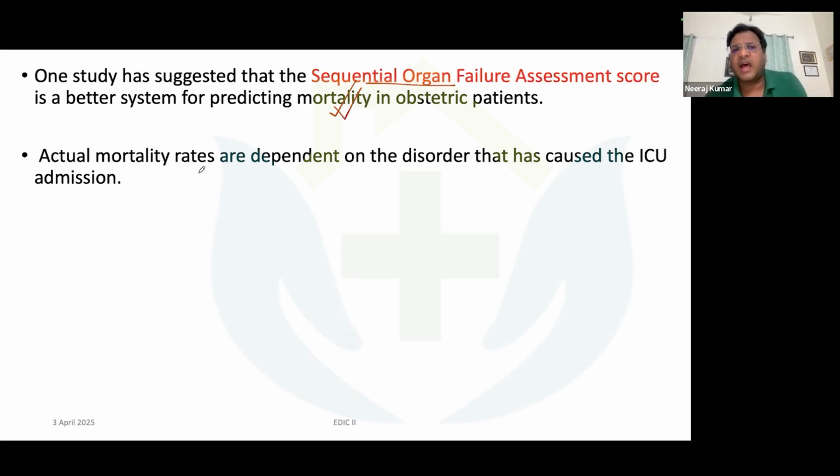Now, the second part is that the actual mortality rate mainly depends on the disorders that caused that patient's ICU admission. It is not that mortality is directly dependent on some other factors. It is basically dependent on the disorders. There are various disorders which we will learn.